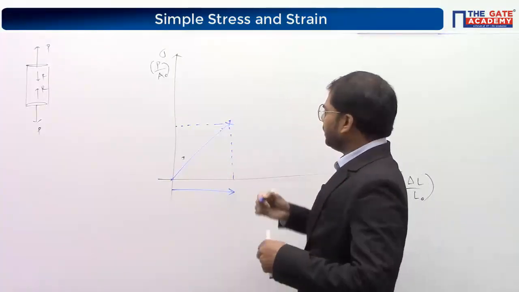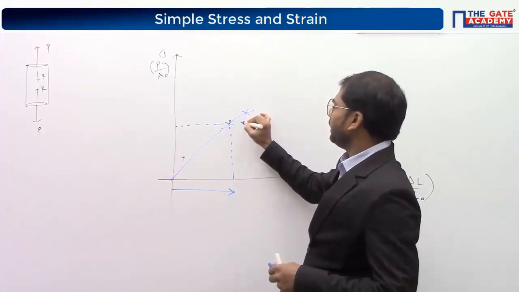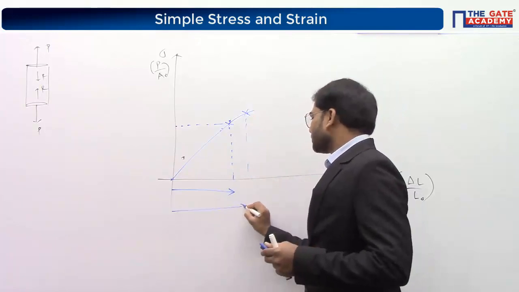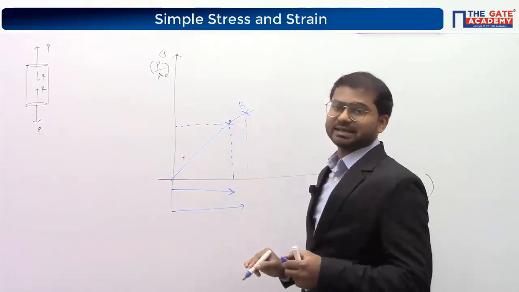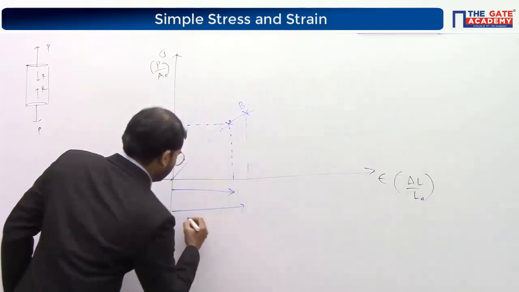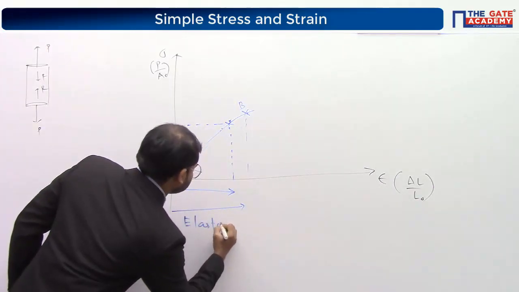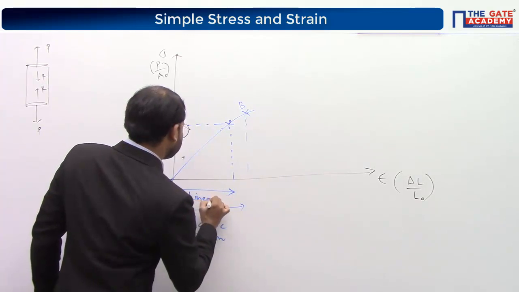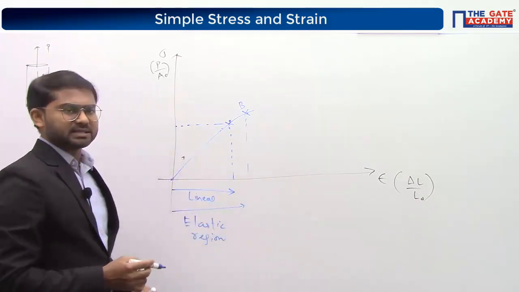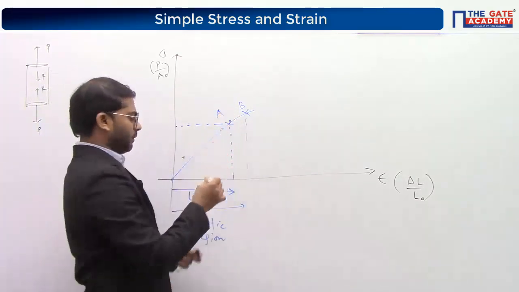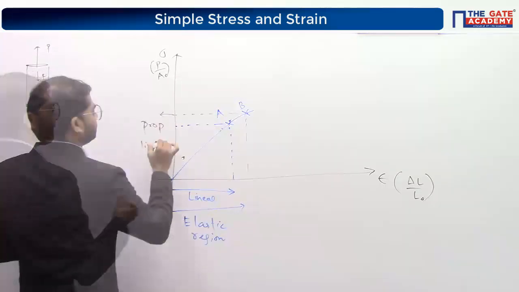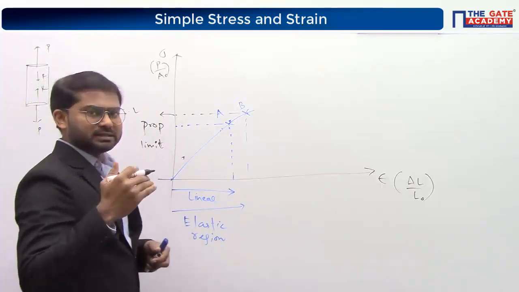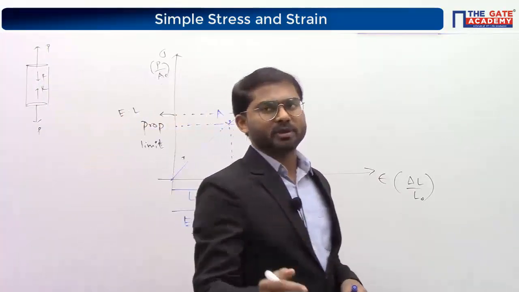After the proportionality limit, you will miss this linear behavior, but you will still have elastic behavior. That's why the region up to point B is given the name elastic region. So this is the elastic region and this is the linear region. This linear region is completely inside the elastic region. So point A is the proportionality limit and point B is the elastic limit. So the material's elastic behavior is till point B.